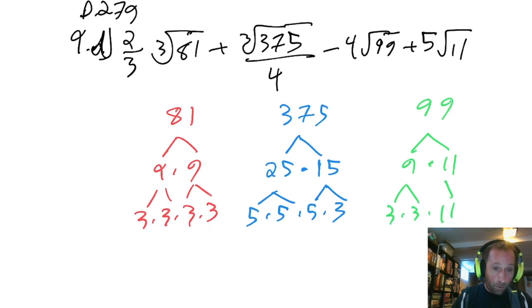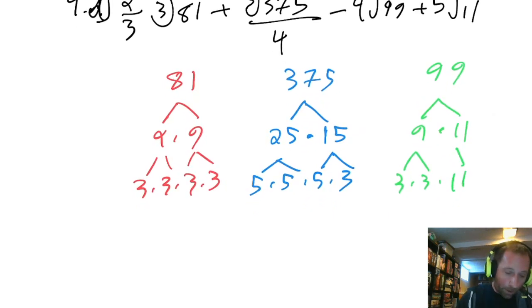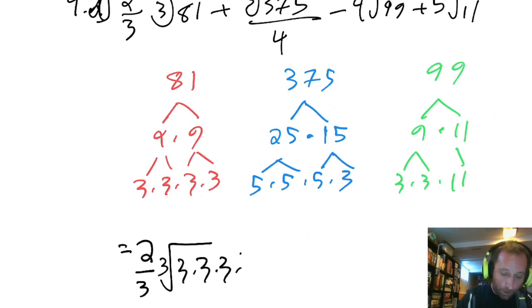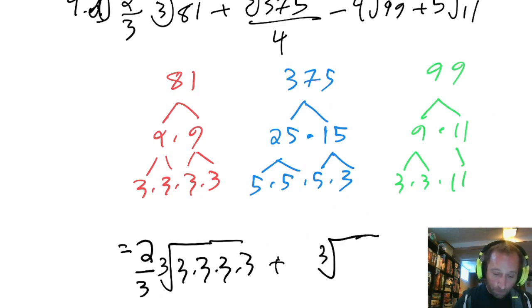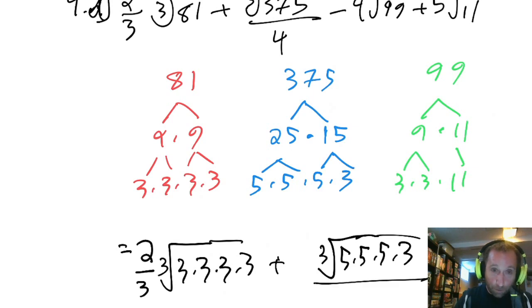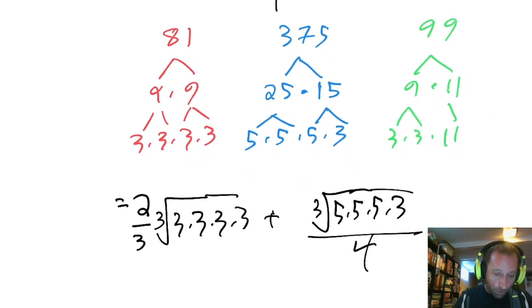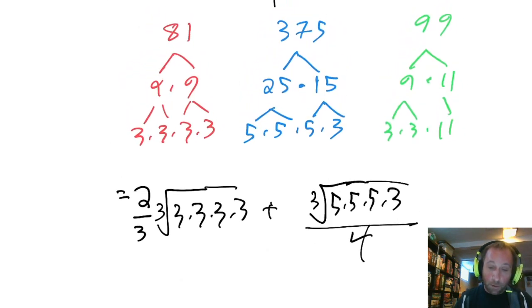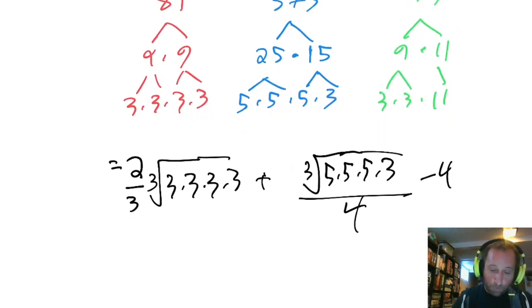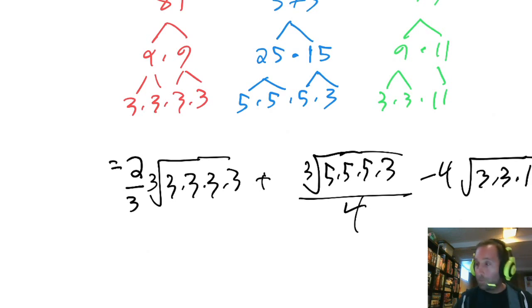Okay, so let's scroll this up a little bit. And I'm going to start writing the original expression, but I'm going to take those radicands and expand them by using the prime factorization that I just did. So we have 2/3 times the cube root of 3 times 3 times 3 times 3. I can already tell I wish I gave myself a little more room here. I won't make that mistake this time. Times the cube root of 5 times 5 times 5 times 3, all divided by 4. So let's put this up here. I think that should be okay. Minus 4 times the root of 3 times 3 times 11. And what was the last one? 5. So plus 5 times the root of 11.